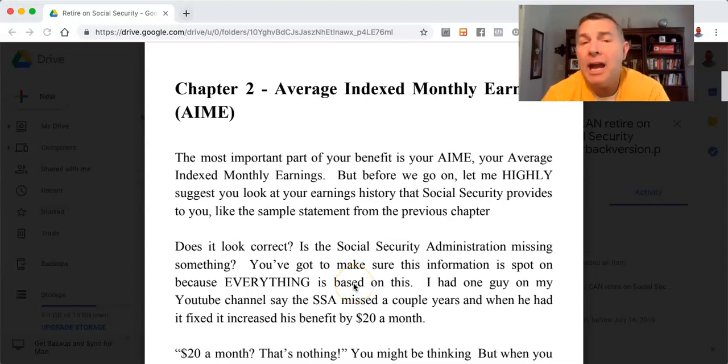You can retire on Social Security. Chapter 2, Average Index Monthly Earnings, the AIME. The most important part of your benefit is your AIME, your Average Index Monthly Earnings.